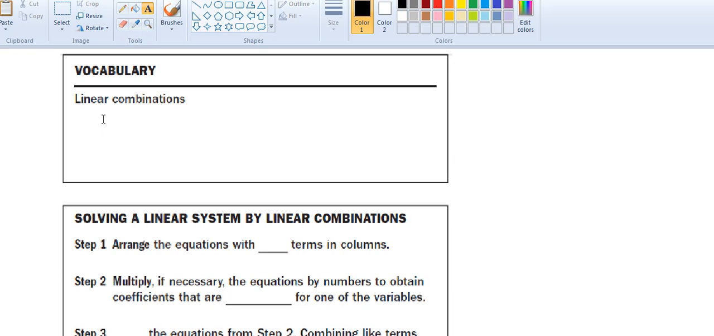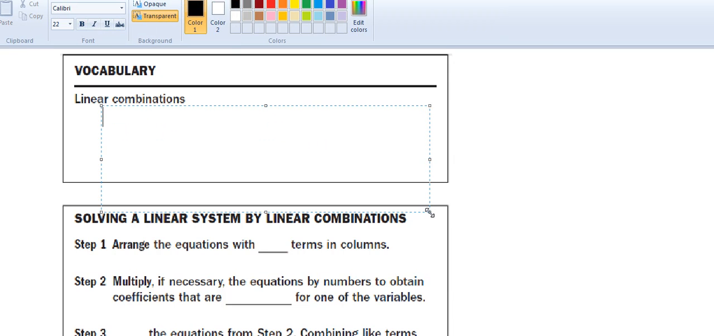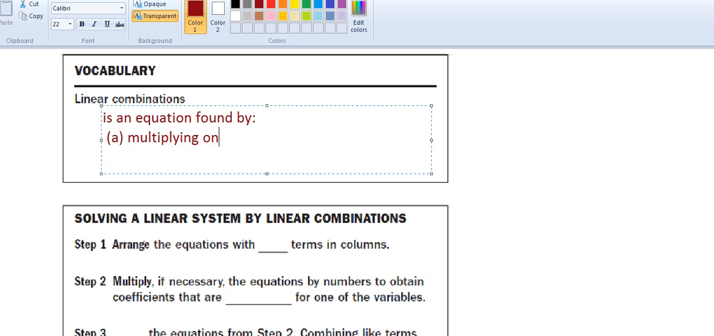Okay, let's start with the definitions. We're going to define this as an equation found by doing this. We're going to be multiplying one or both equations. Again, we're going to be working with two equations. And I'm going to put a little "maybe" here, because sometimes you don't do it. And then the thing you always do is you're going to be adding the equations. That's kind of the basic first step. And then we go back to a little bit of substituting.